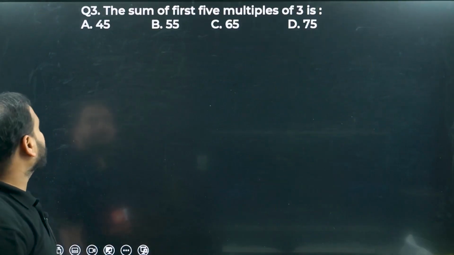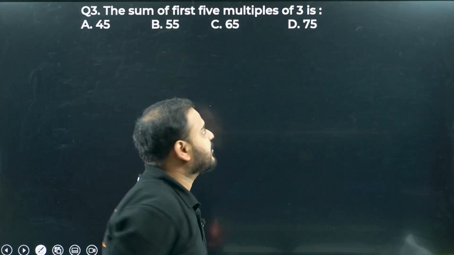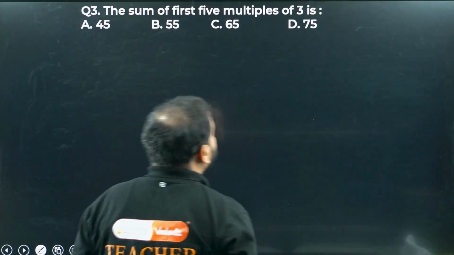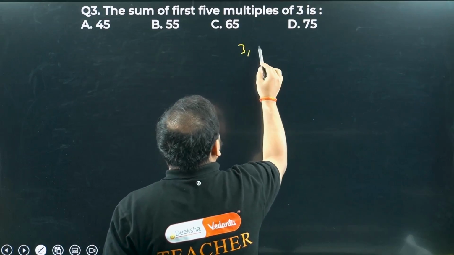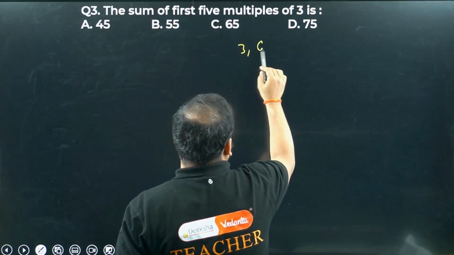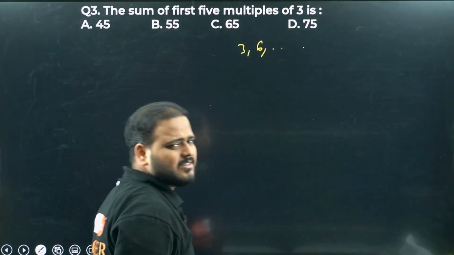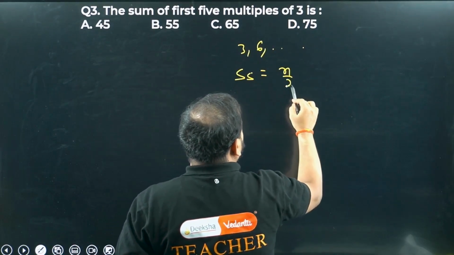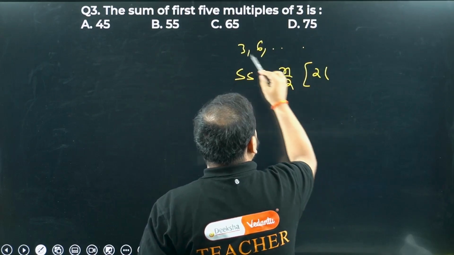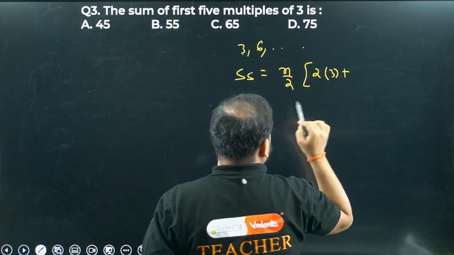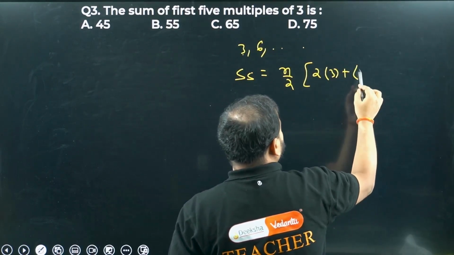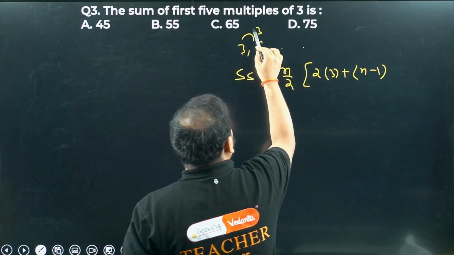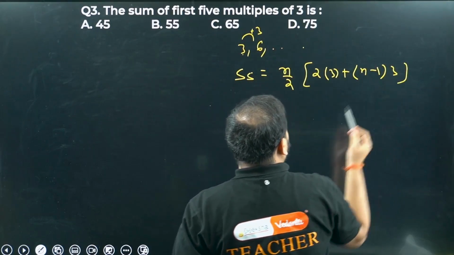Moving on to question number 3. The sum of first 5 multiples of 3. Arey, this is the simplest question ever. 3. Next is what, bacha? 6. Do I need more? I don't need, sir. Sum of 5 terms, right? N by 2 times 2A plus (n minus 1) into D. What is the common difference? Please tell me. 3 only.